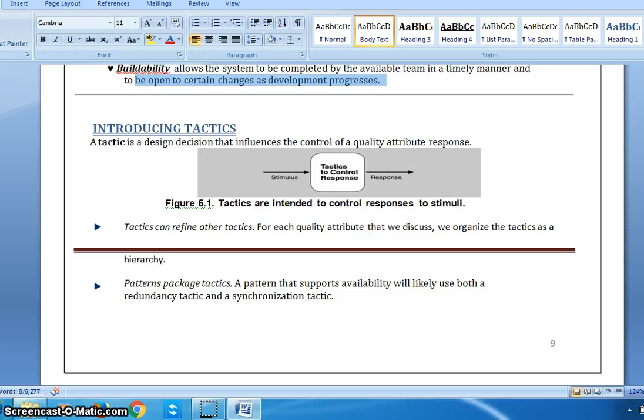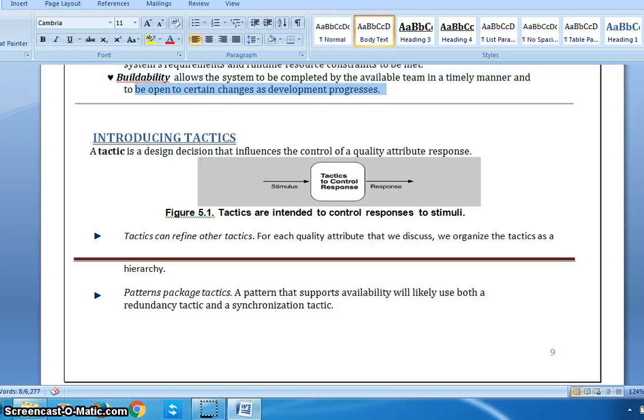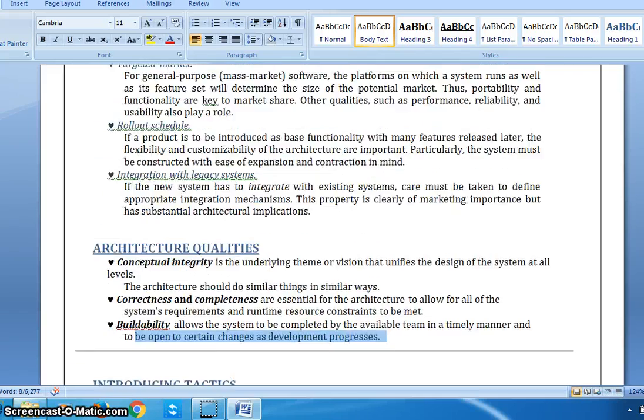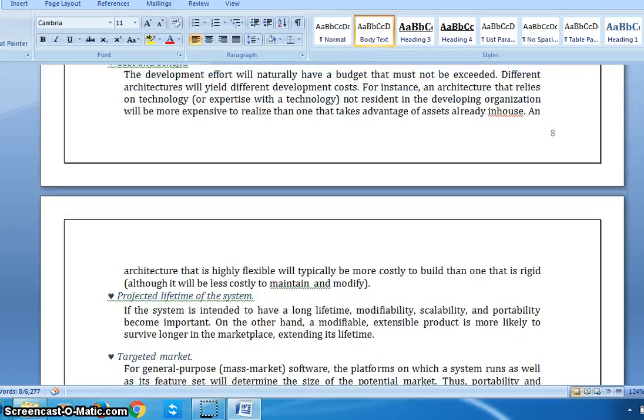That is, what are the quality attributes we just now studied? 5 plus quality attributes we have just gone through.